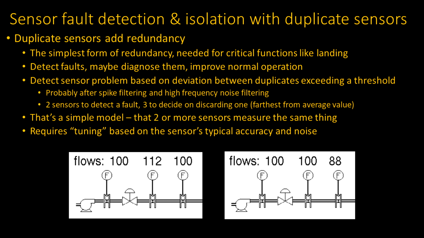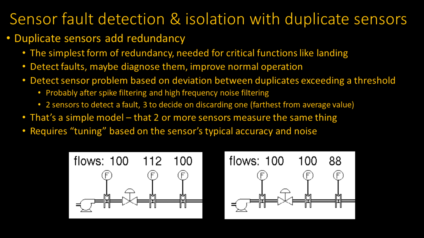And as long as you assume that a leak is very unlikely, these are essentially the same situation of three measurements of exactly the same physical quantity. So it's the simplest form of redundancy. When you duplicate your sensors, you are adding redundancy. And redundancy is something you really need for really critical functions like landing.